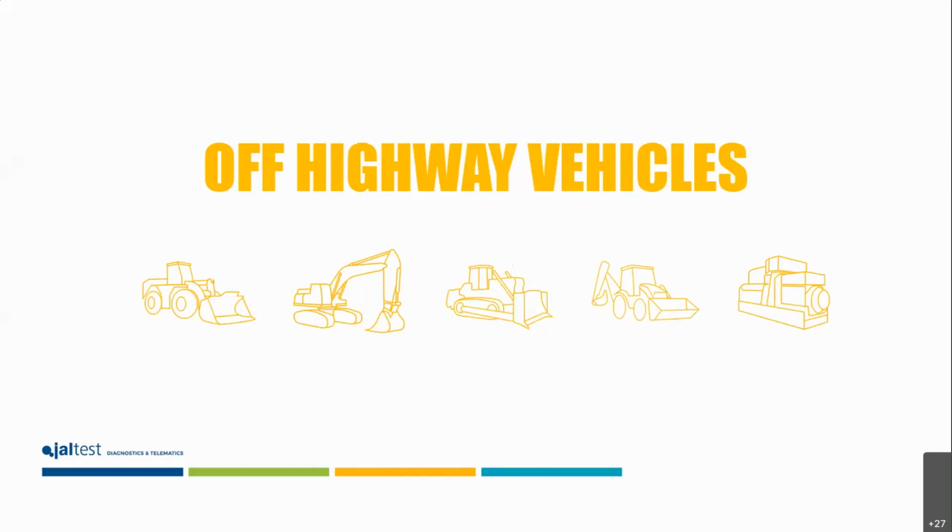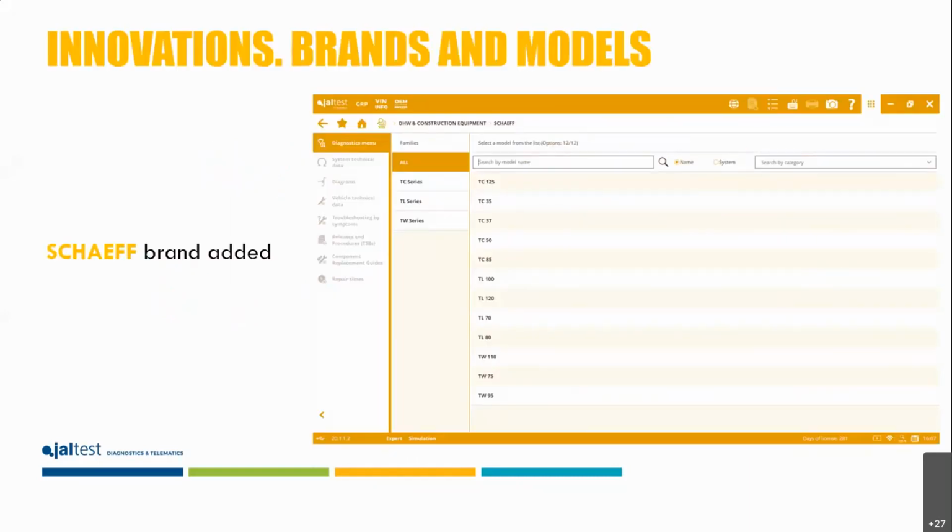So there we are. And now it's time to move into the innovations on the off-highway brands and models of the new version. So we have added Schaeff, a German brand which is specialized in compact construction machinery. In total, 3 series and 12 models between excavators, compact excavators, and wheel loaders.